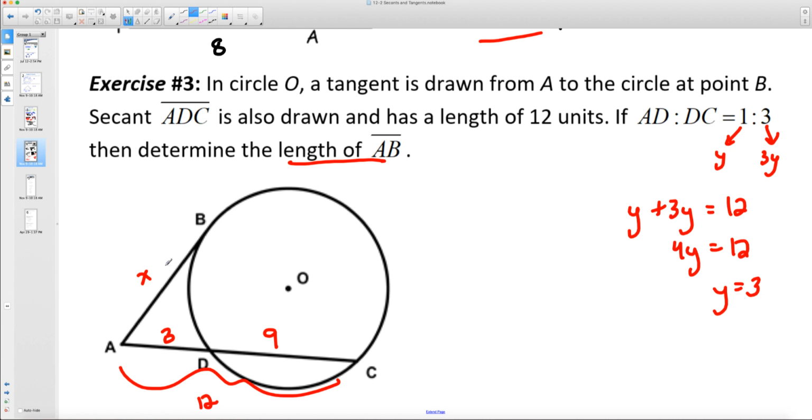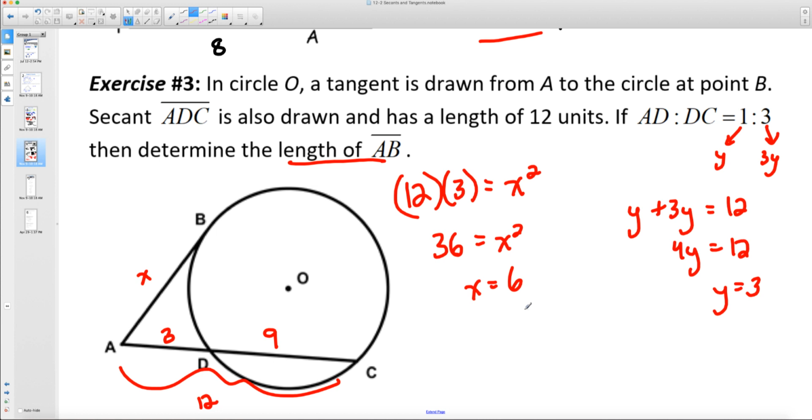Okay, so it's the whole secant, that's 12, times the external portion, which is 3, is equal to the tangent squared. So x squared. We have another 36 equals x squared. So x equals 6.